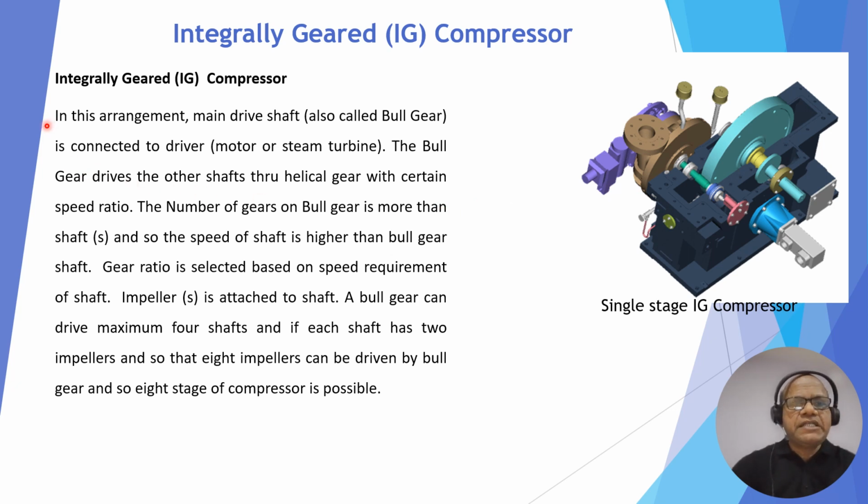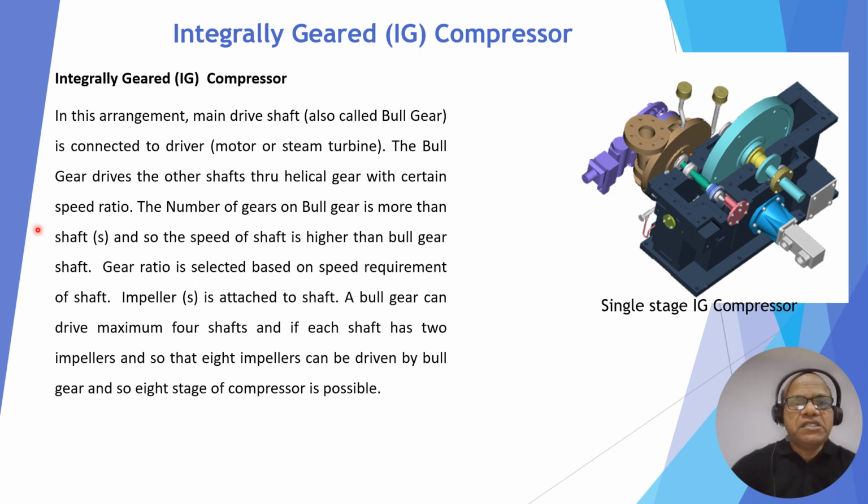So in this arrangement, the main drive shaft is called the bull gear. This is the bull gear. The number of teeth is more than the shaft gear, which is connected to the driver, motor or steam turbine. The bull gear drives the other pinion through a helical gear. You can see here this is the arrangement of a helical gear with a certain speed ratio.